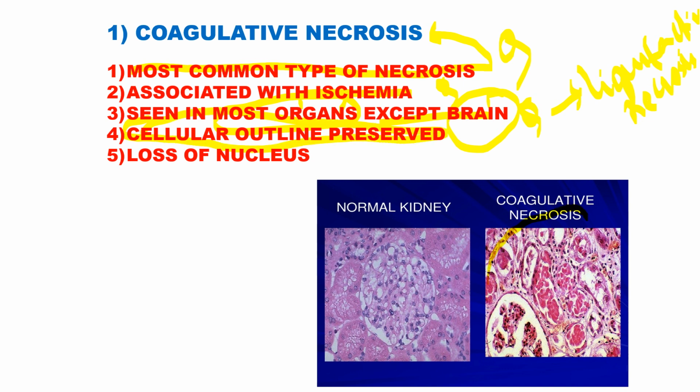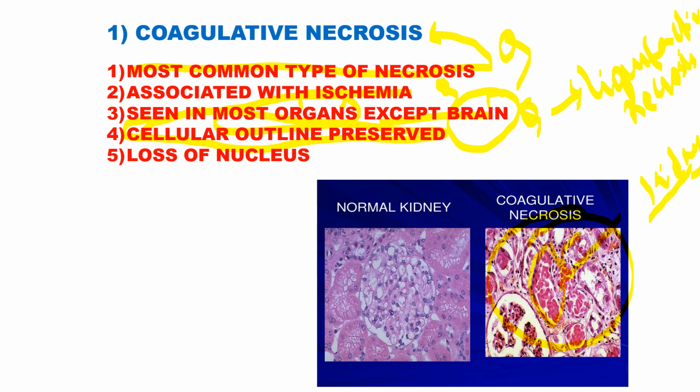Can you appreciate this coagulative necrosis slide? Can you appreciate what organ it is? Yes, it is a tissue of kidney. It is a kidney slide. So you can appreciate the cellular outlines, you can appreciate the architecture, and thus you can appreciate which tissue it is. So cellular outline is preserved, but the nuclear loss is there.